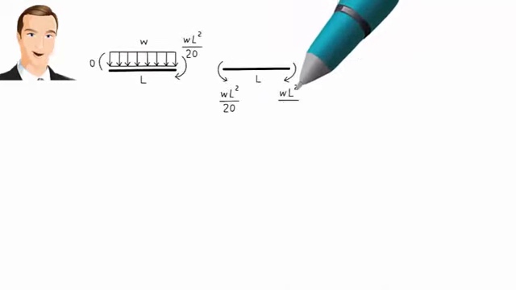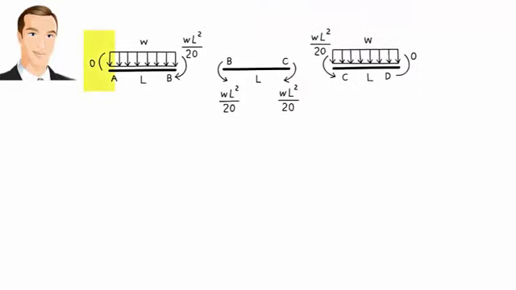So, bending moment at the left end of segment AB is 0, while moment at the right end of the segment is clockwise with a magnitude of WL squared over 20. For BC, we have a counterclockwise moment of WL squared over 20 at the left end, and a clockwise moment of WL squared over 20 at the right end of the segment. Segment CD has a counterclockwise moment of WL squared over 20 at the left end and no bending moment at the right end. We are now in a position to calculate member end shear forces in each segment.